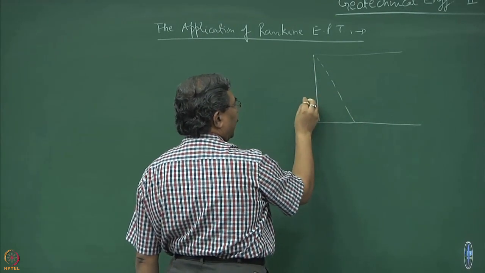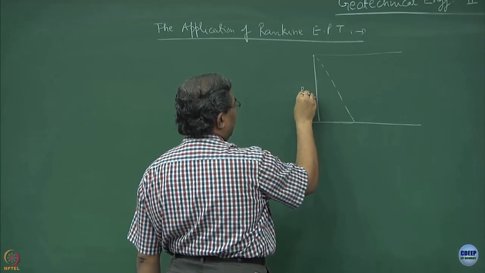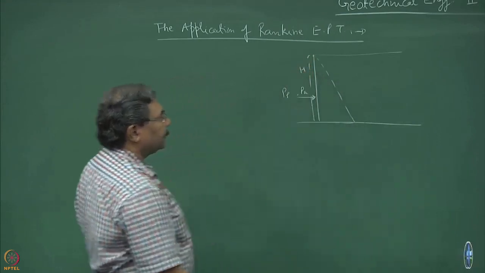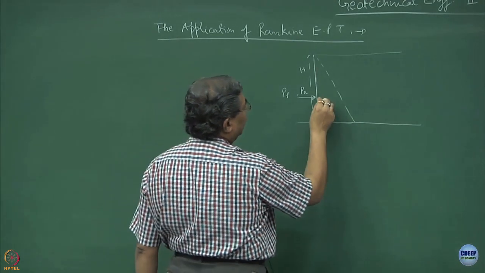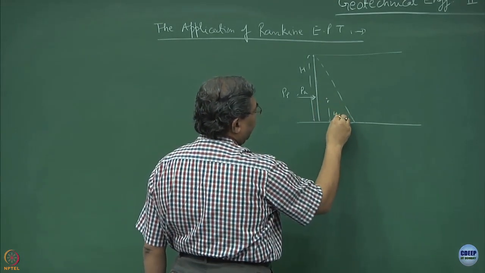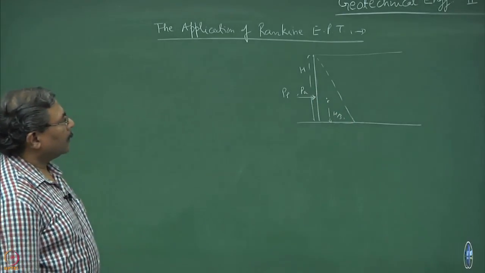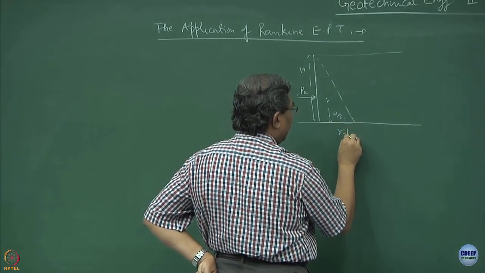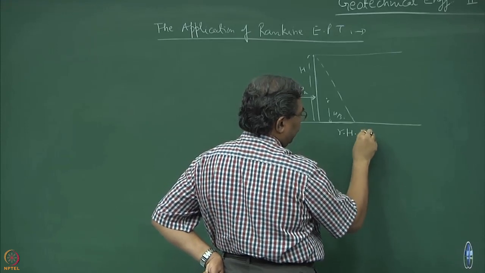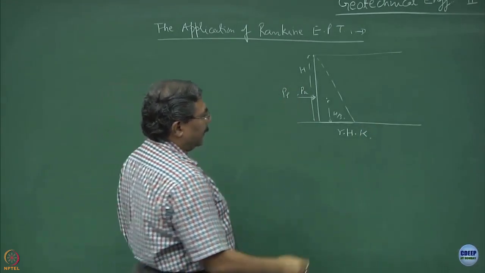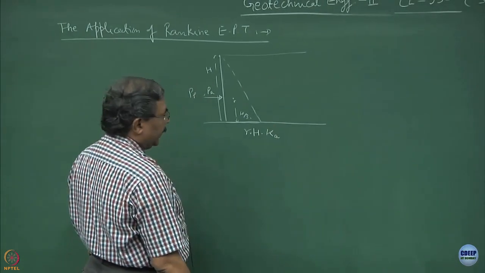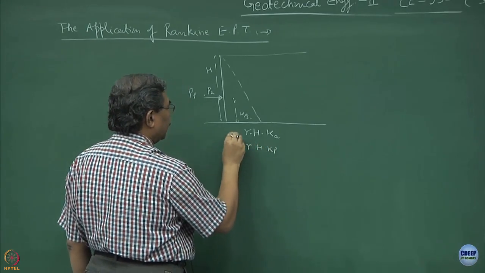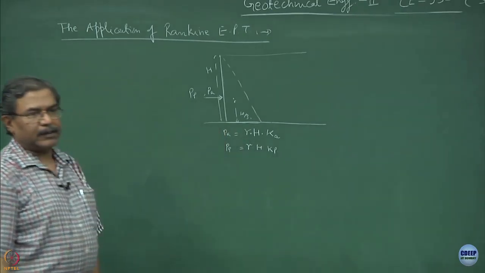because of the total wall, and what we depict it as is PA and PP. If the whole wall is H, this will be acting at H by 3. And under this condition, this excess of the pressure will be gamma into H into K. And because we are dealing with active earth pressure, this becomes Ka, and when we are dealing with passive earth pressure, this becomes Kp. Now rest of the things you can do easily.